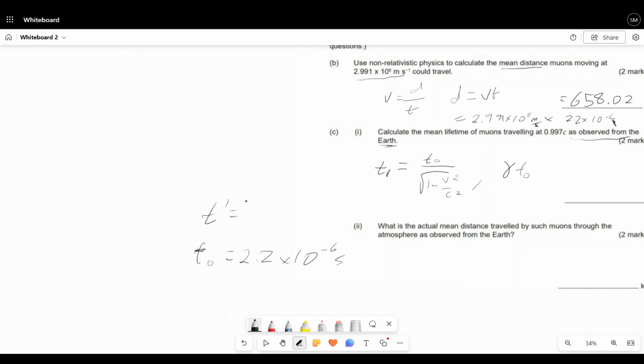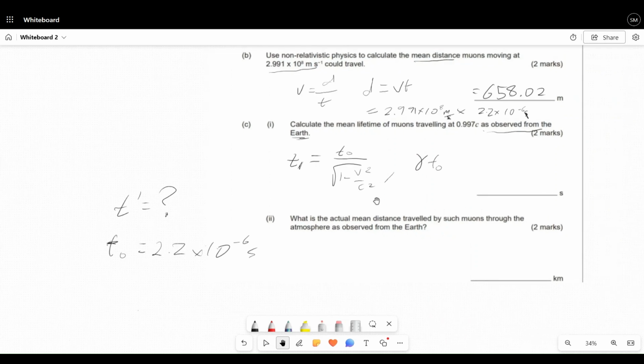So we don't know T prime. That's what we're trying to find here: the mean lifetime of muons traveling at this speed as observed from Earth. The observer that has seen it in two different locations is the one standing on Earth. The observer has seen the birth and death of the muon at two different locations, and we're trying to find how much time he saw.